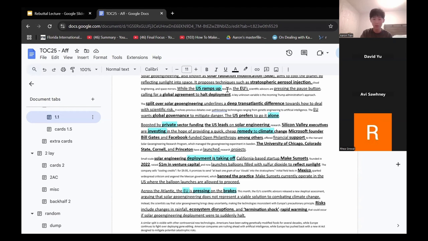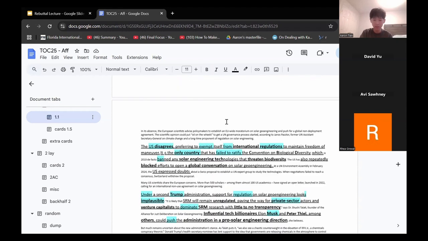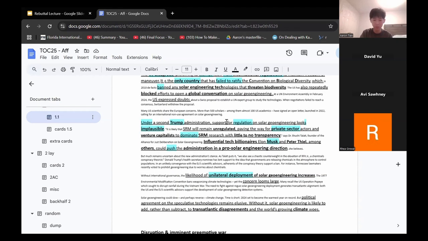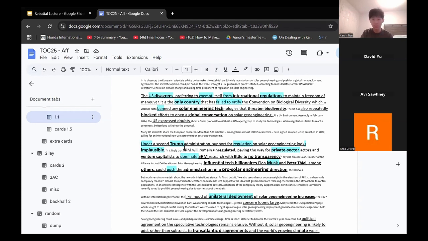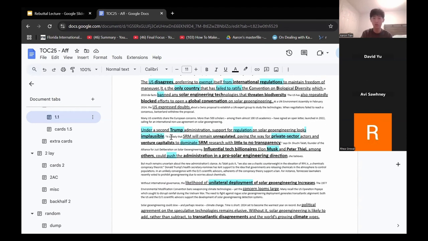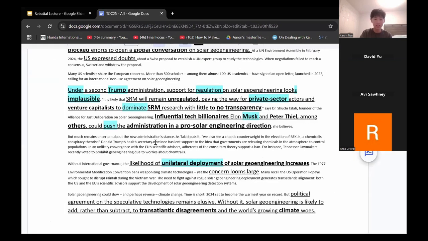And obviously, when you first hear this argument, it might be like, okay, I don't really know what's going on. But when you read through the evidence, there's always going to be parts that disagree with what they're saying, right? So as we're reading through, we see that the argument being made is that this form of geoengineering, which is SAI, is becoming more likely because under Trump they're not really regulating, the private sector is dominating, and people like Elon Musk are pushing for this approach.